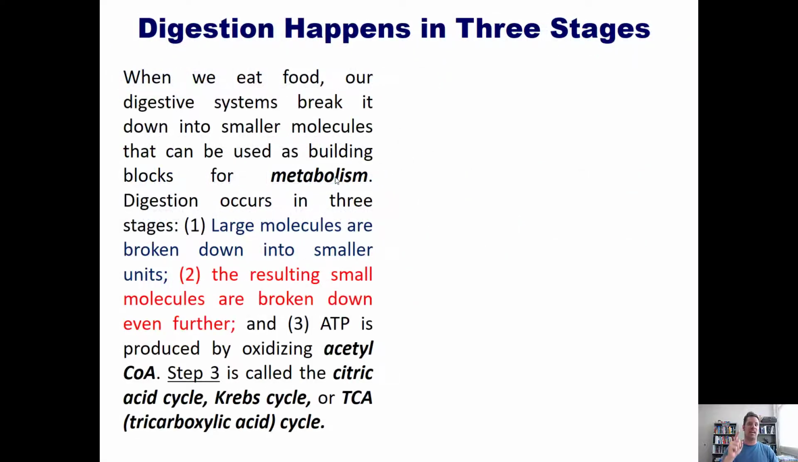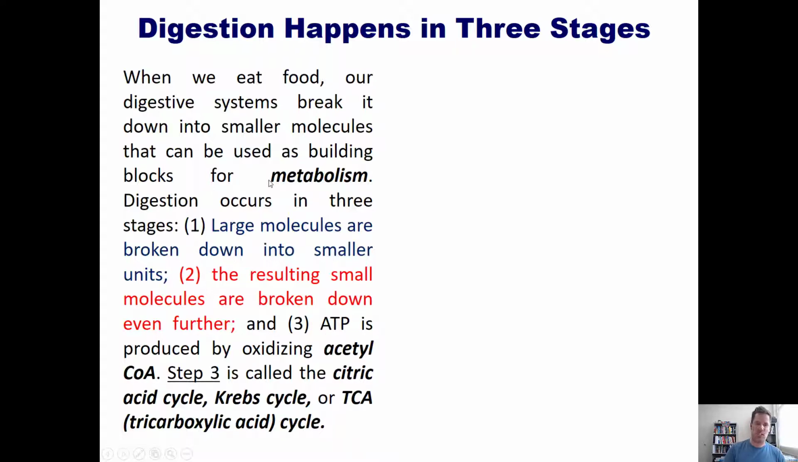Right here with digestion happening in 3 stages. So as it turns out, when we eat food, our digestive systems break it down into smaller molecules that can then be used as building blocks for metabolism. Digestion occurs then in 3 stages. 1. Large molecules are broken down into smaller units. 2. The resulting small molecules are broken down even further. And 3. ATP is produced by oxidizing acetyl-CoA.